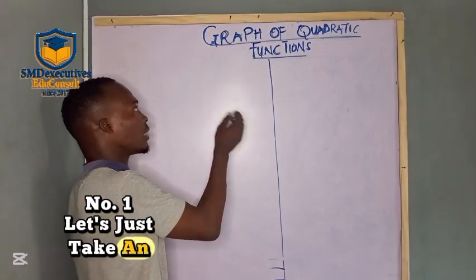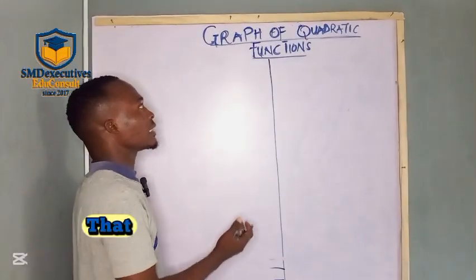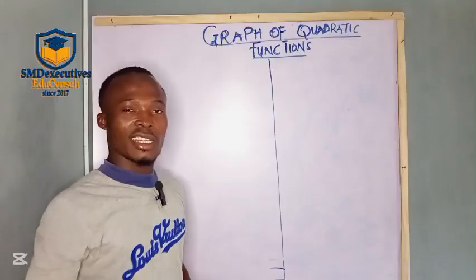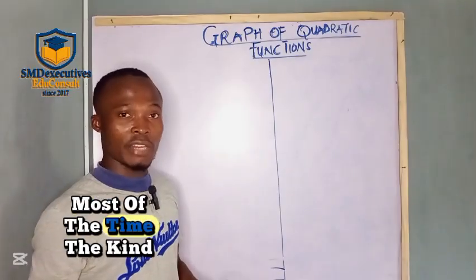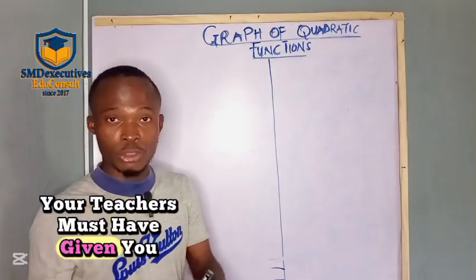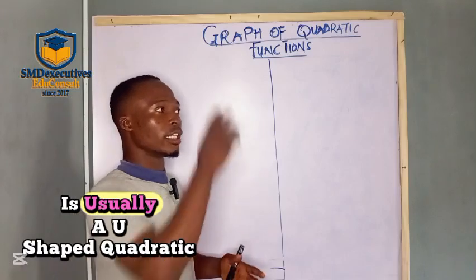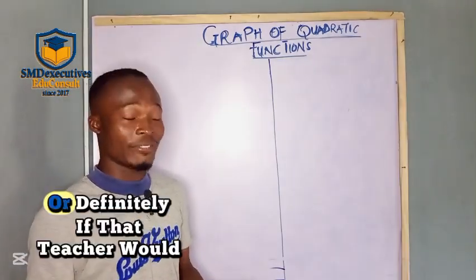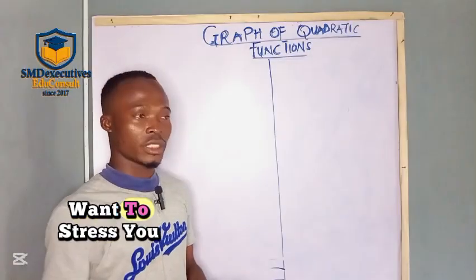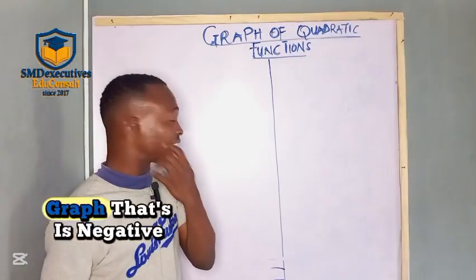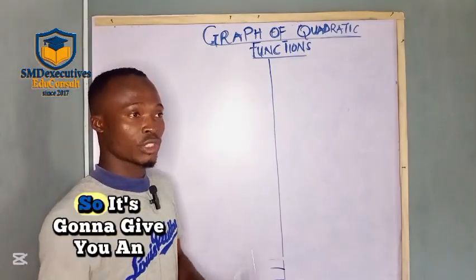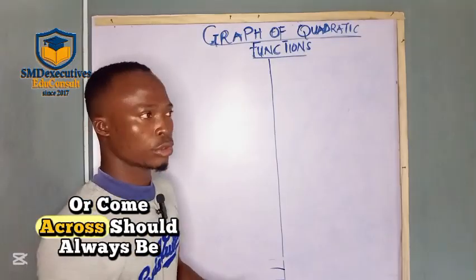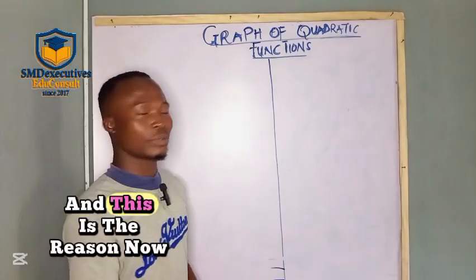Number one, let's just take an example of this. Let me begin by saying that, when you want to draw a quadratic function, most of the time the kind of question the teachers must have given you before is usually a U-shaped quadratic equation, because no teacher would want to stress you. Or if a teacher would want to stress you, they give you a quadratic graph that is negative, so it's going to give you an N shape. But most of the ones you must have come across should always be a U shape, and this is the reason.